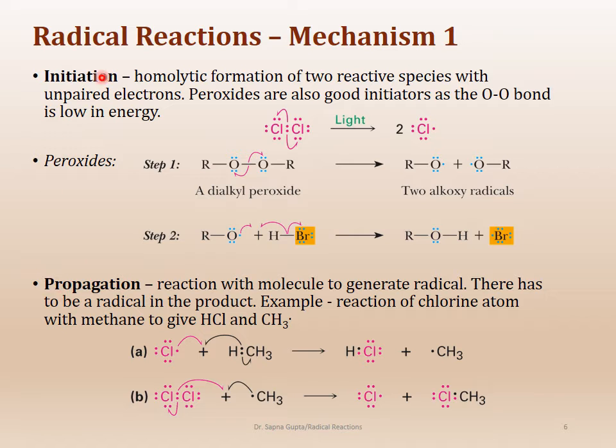Then the next step in the whole series of reactions is propagation, and propagation is where the reaction takes place and then you also generate a radical in the product. You must have a radical in the product. If you don't have that, that means you have a termination step. So looking at over here where you have methane, and you're reacting this with a chlorine radical, as in over here that we generated the chlorine radical. Now we are reacting it here with methane.